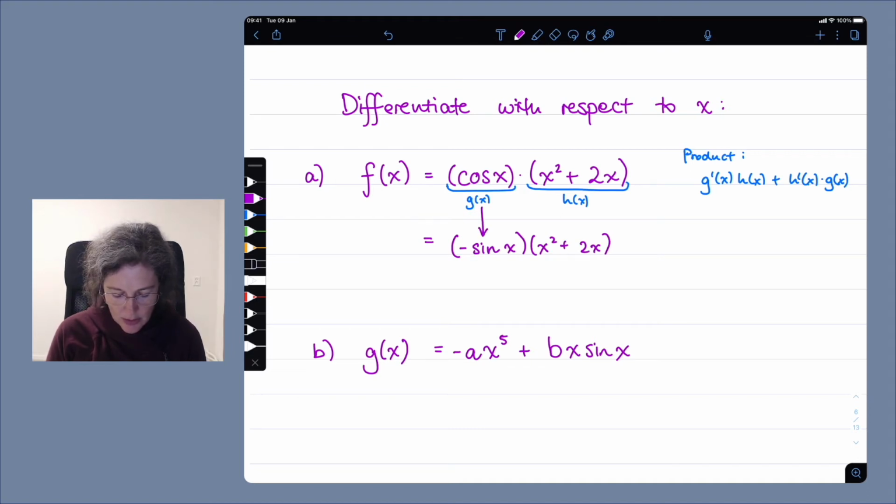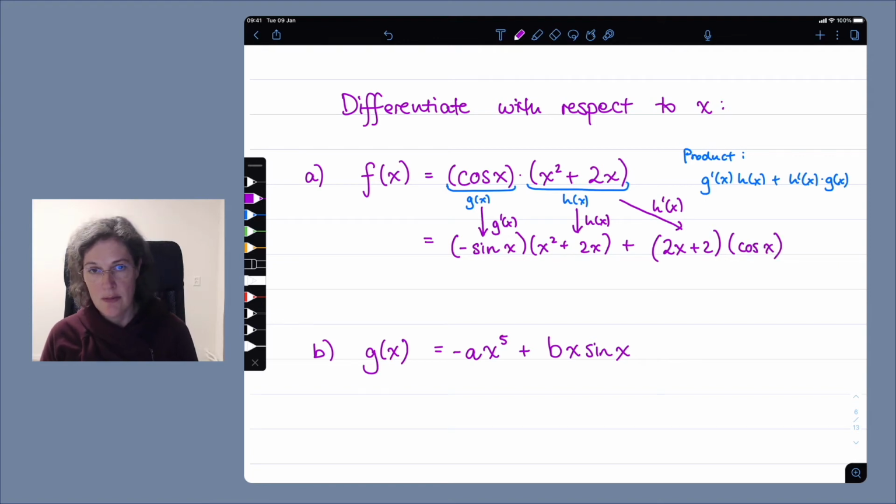So this bit goes to the derivative of g of x, and here I just straight write down h of x. And then I need to add to that the derivative of h of x. So that's going to be 2x plus 2. So that's h of x, and I just write down g of x. So that's going to be times cosine of x. And we're done.